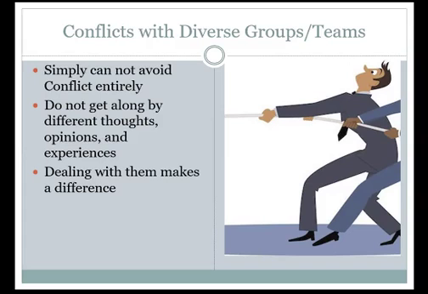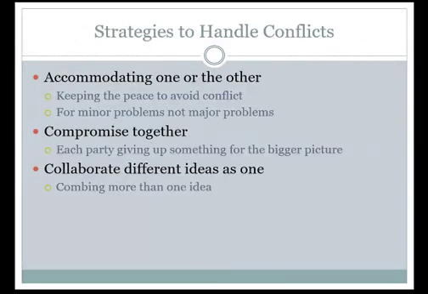There are several strategies for conflicts, one being to simply accommodate one another, which can keep the peace between the different parties. This is typically not recommended for major problems, but for more minor issues that will not matter either way to the solution. Compromising together is another option, where parties agree to give up something in order to get one solution out, which will allow the best outcome. Another strategy would be to collaborate different ideas into one single idea. Teams or groups usually do this when there can only be one solution and there are several small ideas that need one complete idea.